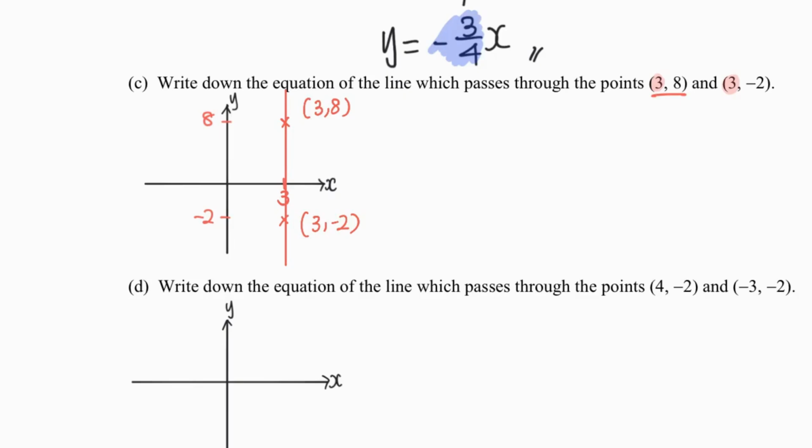It is a vertical line. And we all know vertical lines are special cases. At this particular point, the x-intercept is 3. X is always equals to 3. So x equals to 3 will be the equation of the line.